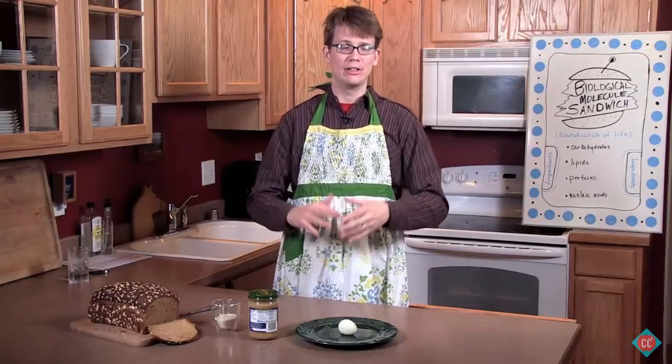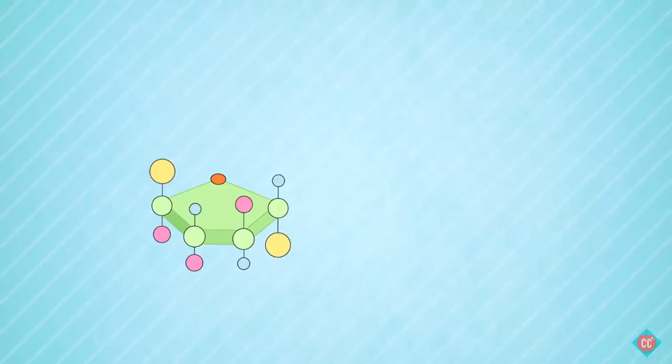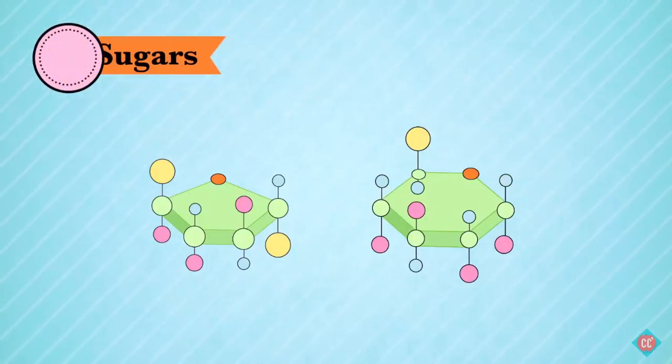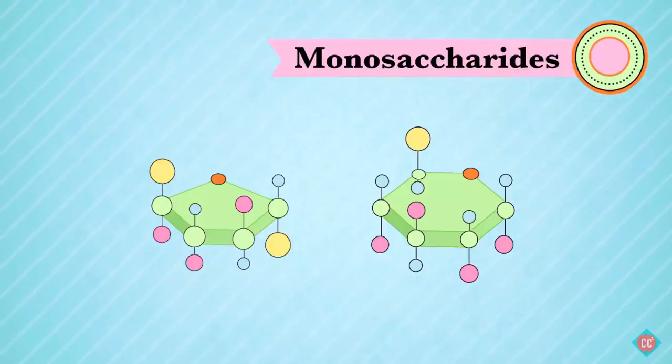But the fact is that nothing and no one can avoid carbohydrates because they are the source of all energy that we have available to us. Carbohydrates are made up of sugars, and the simplest of them are called monosaccharides. Mono for one, saccharides for the actual root of the word sugar.